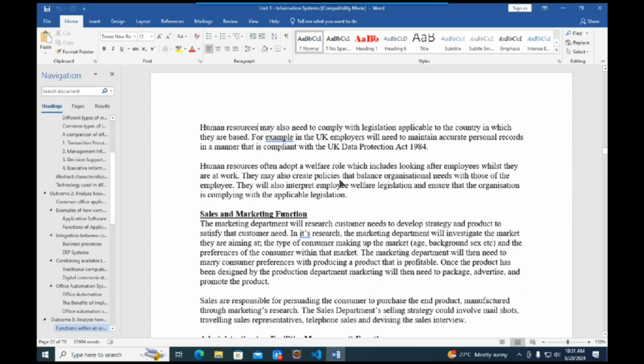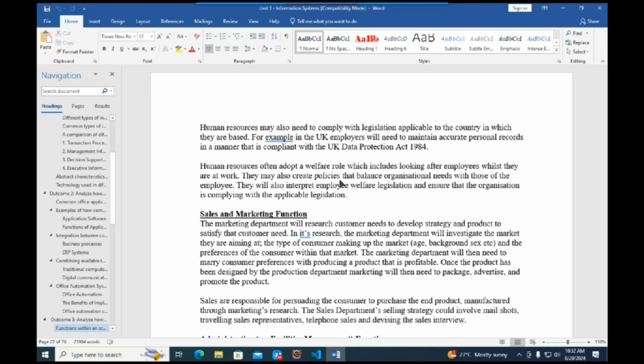So human resources may also be required to comply with what we call the legislation that is applicable in the country they are in. For example, if you look at the United Kingdom, employers will have to maintain accurate personal records that comply with the United Kingdom Data Protection Act of 1984.